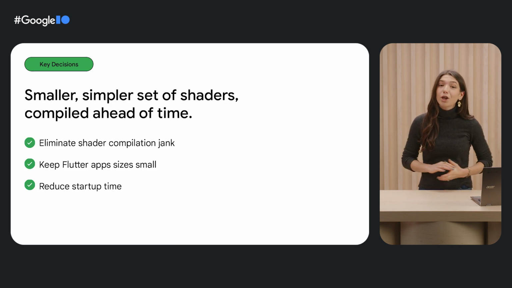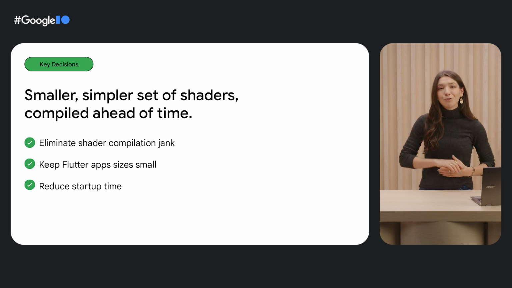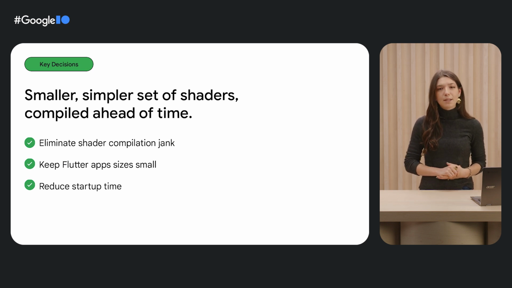So like Brandon mentioned, one huge benefit that Impeller offers is eliminating jank from compiling those programs called shaders. To do so, Impeller doesn't generate shaders in the same way that Skia does. Instead, Impeller has a set of handwritten shaders compiled in advance. But you might be worried that initializing a bunch of pre-compiled shaders could mean slower startup times or bigger Flutter app sizes. To prevent this, Impeller uses alternative rendering techniques that leverage a much smaller, simpler set of shaders compared to the many specialized shaders that Skia dynamically generates.